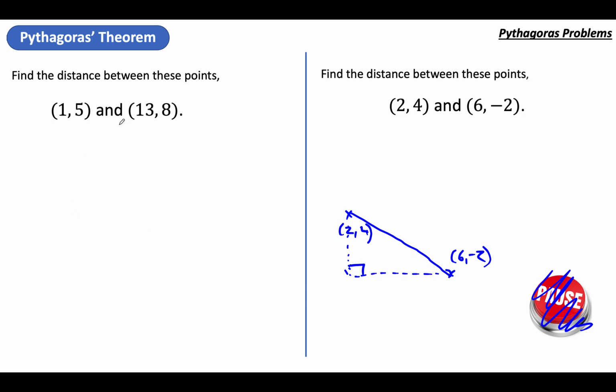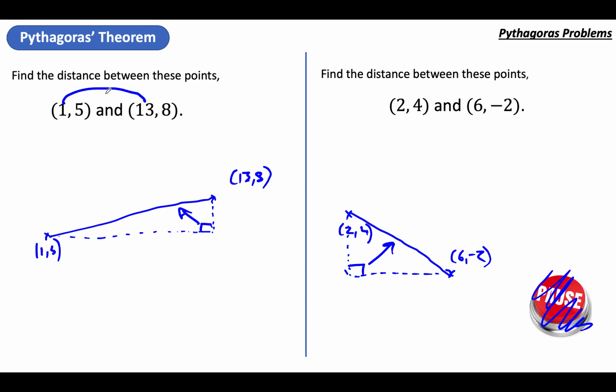So we'll come to that one in a minute. And actually, I think it's always a good idea to draw sketches. So (1, 5), (13, 8). That's a long way along and a bit further up. But again, it doesn't really matter because all you're doing is creating just a little blank triangle for you to put some numbers on. You just know it's right angled and you're trying to find the long side. Okay, how far have we gone along?